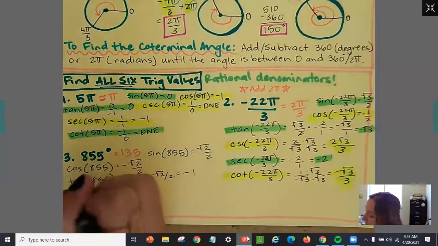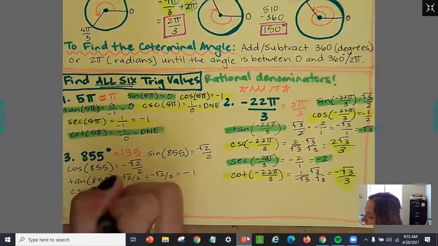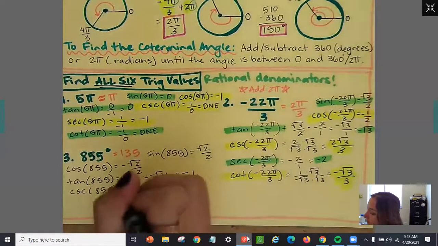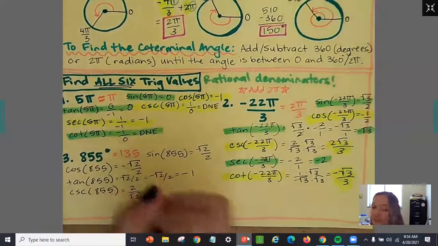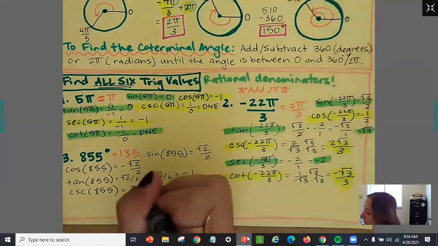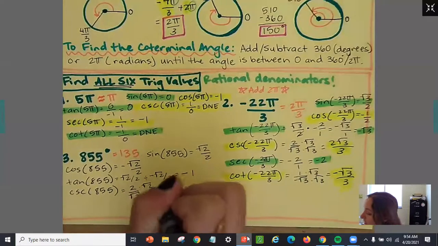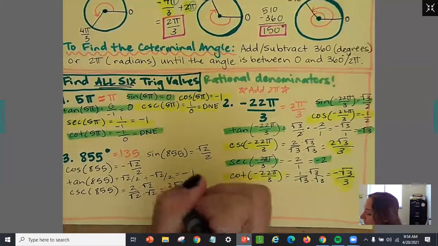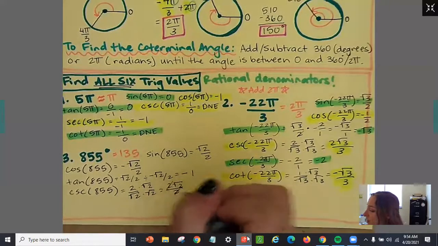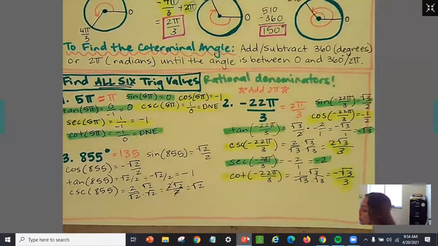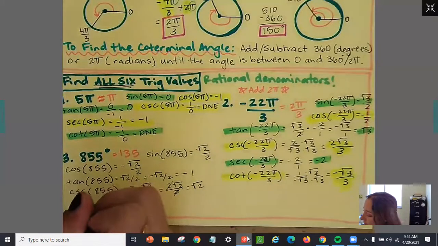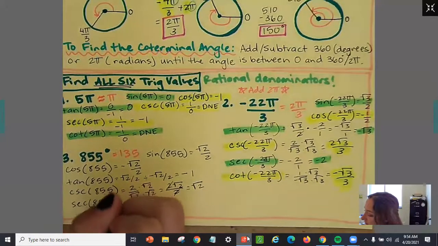We're going to start with cosecant of 855. Cosecant is the reciprocal of sine, so this is going to be 2 over root 2. But this does not have a rational denominator, so we are going to multiply both the numerator and denominator by root 2. So we're going to get 2 root 2 divided by root 2 times root 2, which is just 2. Since there is a 2 in the numerator and the denominator, this is just going to be equal to root 2.